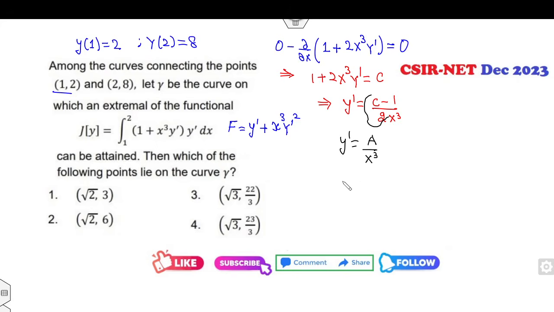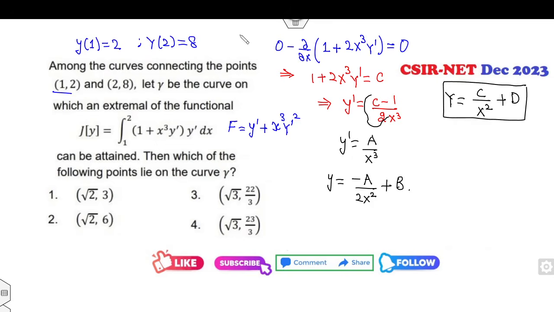Fine. So can you find the value of y? I can integrate them. It will be minus a over 2x square plus constant. Again, I can take minus a over 2 as a constant. So finally I call it c over x square plus d. Clear? Now I can find the values of c and d. Apply this initial condition. Y is equal to 2, c plus d. Y is equal to 8, c over 4 plus d.